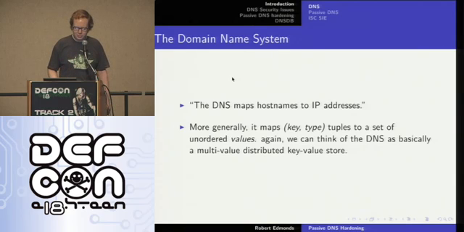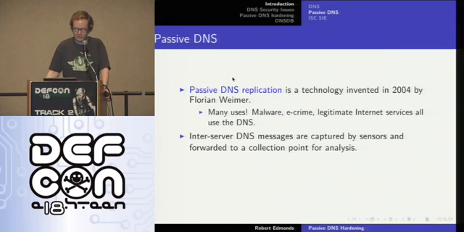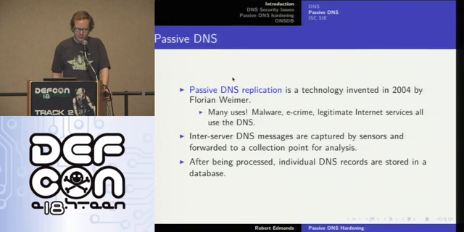Passive DNS replication basically consists of a number of passive sensors that listen to the packets that are generated when a DNS cache performs a lookup. The packets are then forwarded to a central collection point for analysis. After the packets captured by a passive DNS sensor are submitted to the collection point, they're parsed and analyzed and reduced into a stream of individual records that we then permanently store in a database.